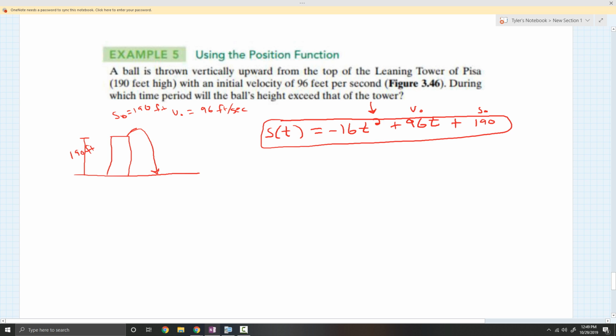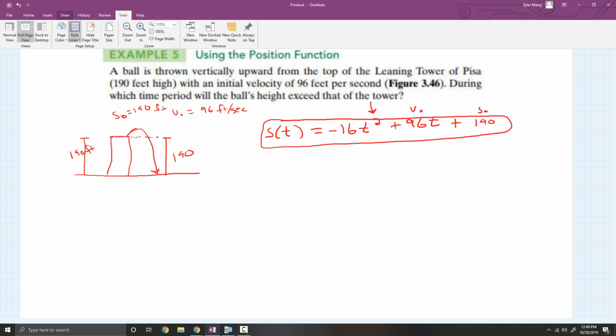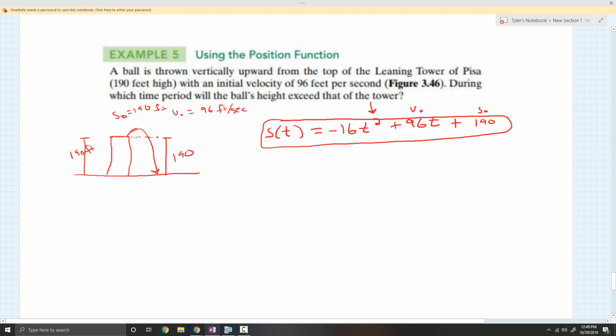So the reason why this is in this section to be an inequality is because we're interested in when the height of the ball is above 190. Let me just change the color. We're after this part here. We want to know the time that it's in this part.